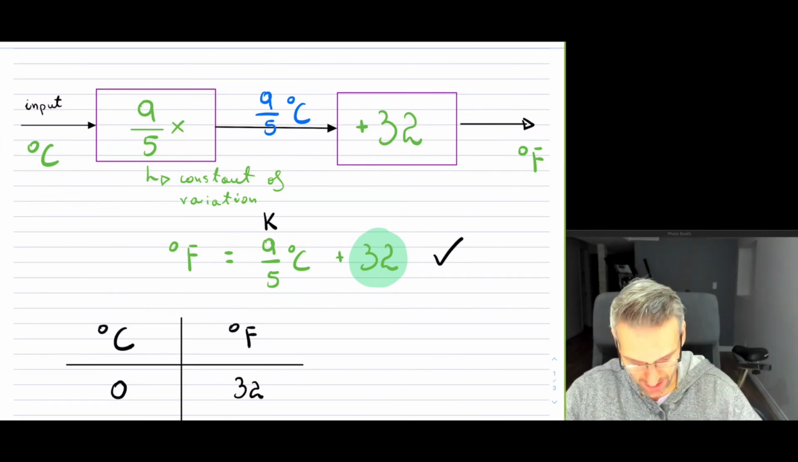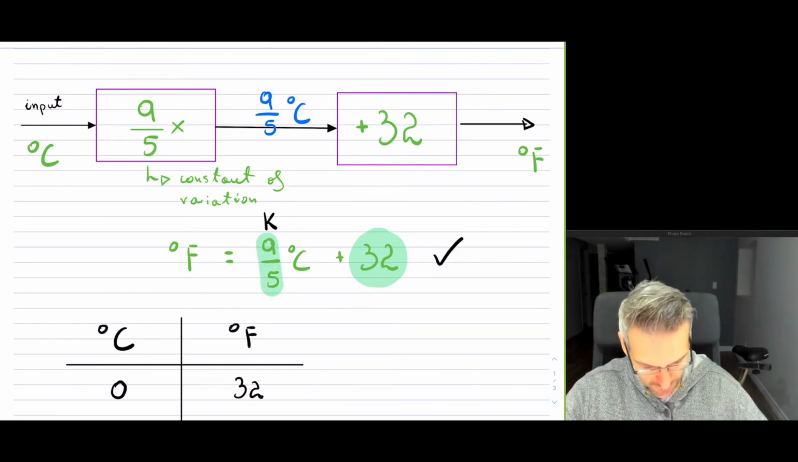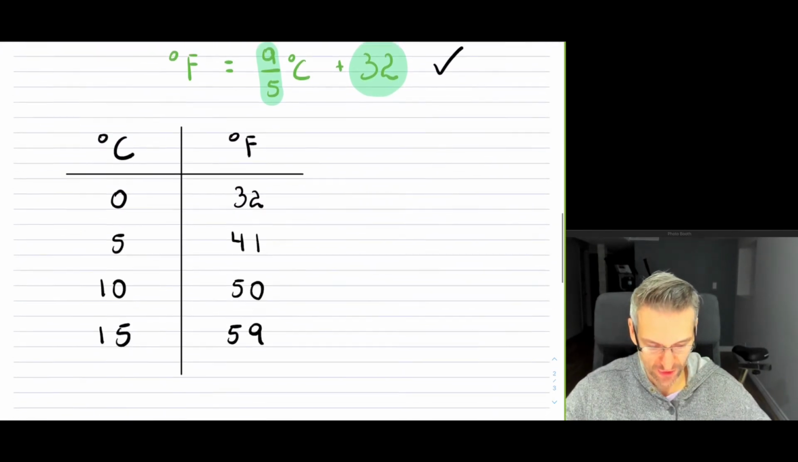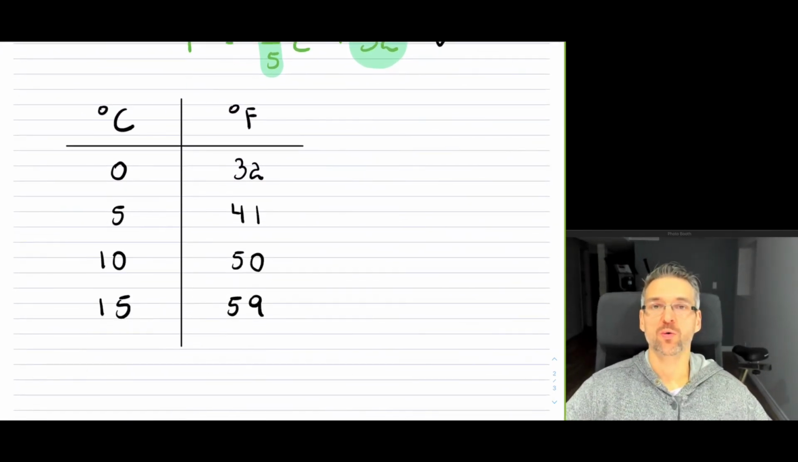So that's the 9/5. And then this is just your shift that you have, and here you are shifting it by 32. Now, what you should also be able to do is graph this relation between these two.